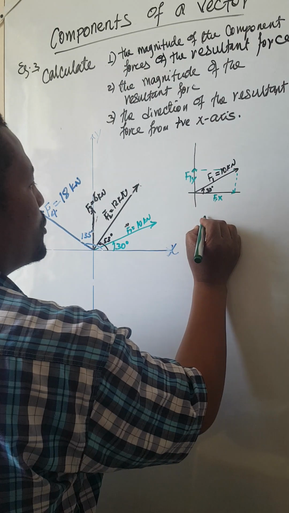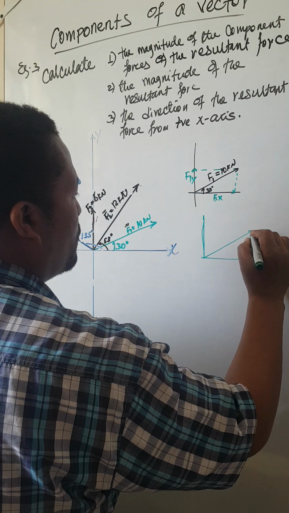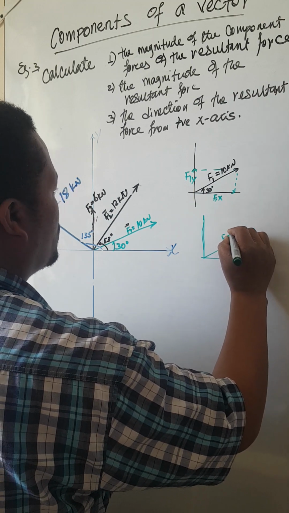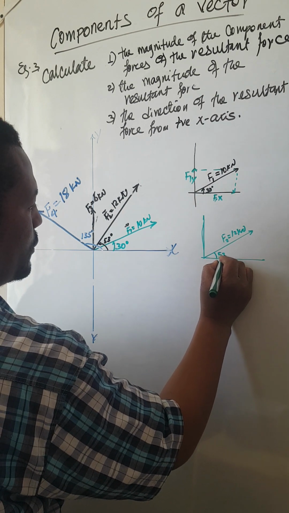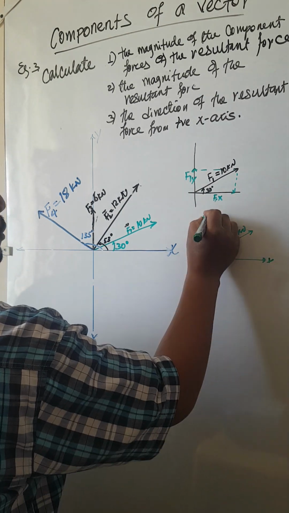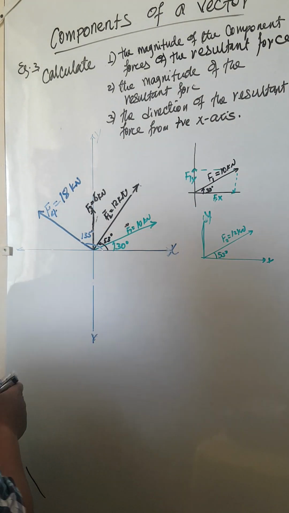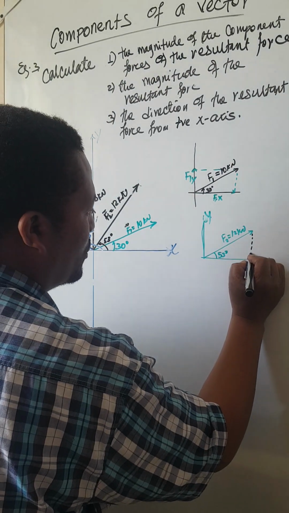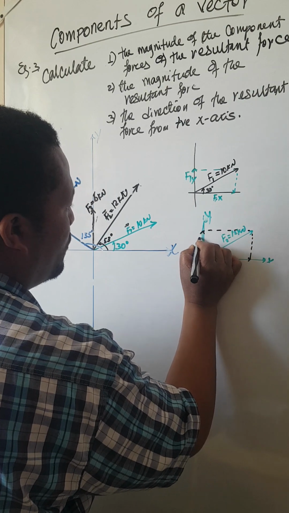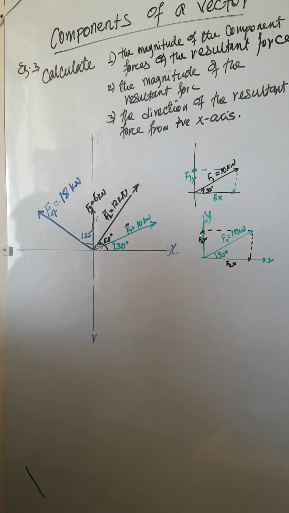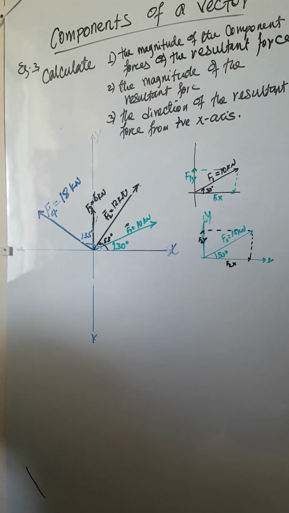Again, we should do the same for force 2, which is 12 kilonewton, and this is making an angle of 53 degrees from the horizontal, so that we should resolve F2 into F2x and F2y. The same is true for the third and the fourth force.